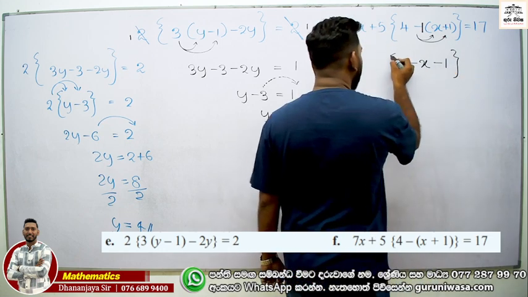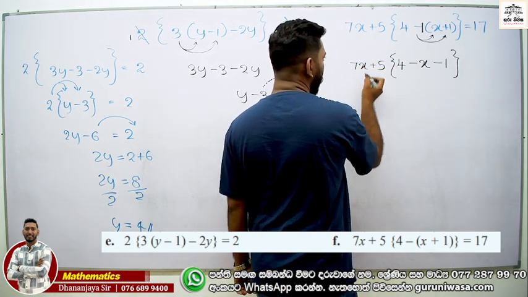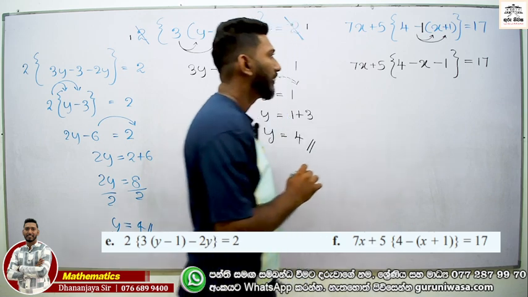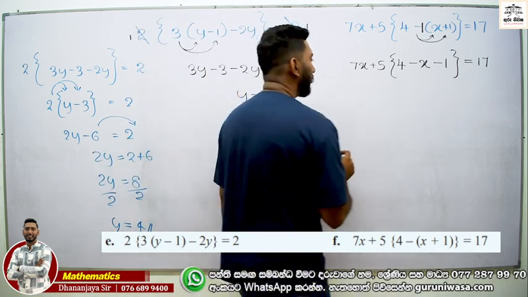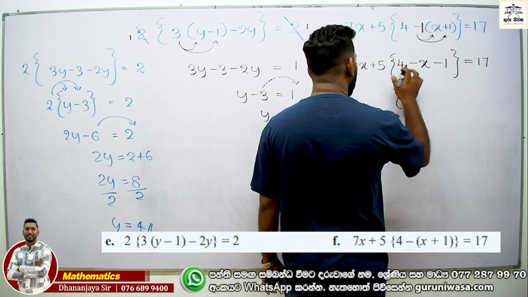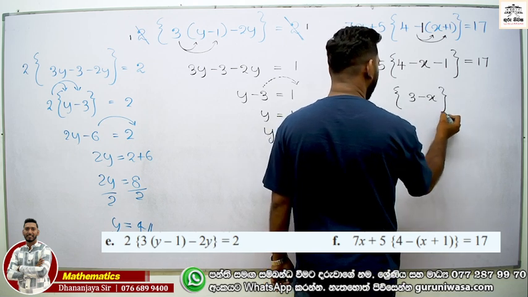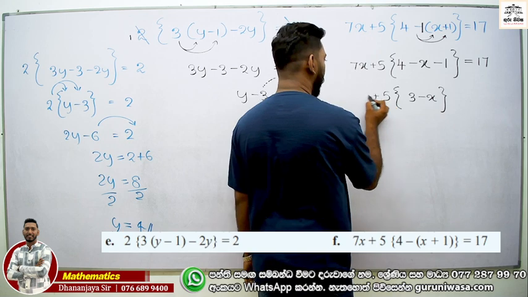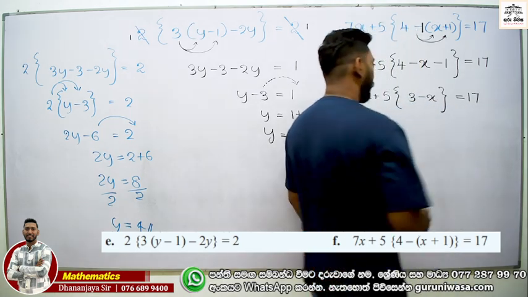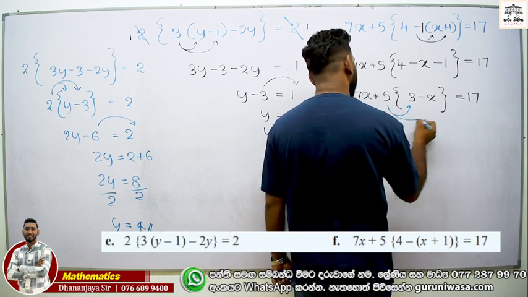It's a curly brackets and plus 5 and 7x equals to the 17. Right? 17. Now look at this. Look at the inside of the curly brackets. You can simplify 4 minus 1 is a 3. 3 minus x, close the curly bracket and put the plus 5 and 7x equals to the 17. Right. Now you can expand the curly brackets like this.